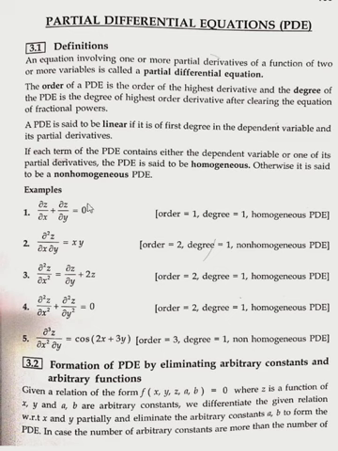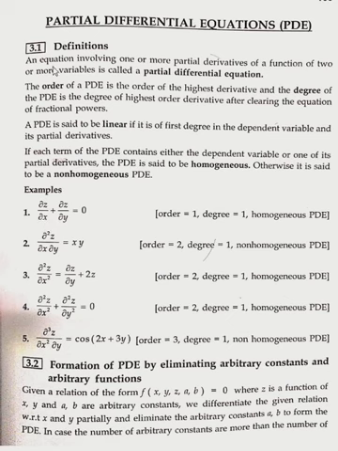The difference between an ordinary differential equation and a partial differential equation is that in an ordinary differential equation, z is a function of only one independent variable. But in a partial differential equation, z is a function of more than one independent variable. Here z is the dependent variable and x and y are the independent variables.